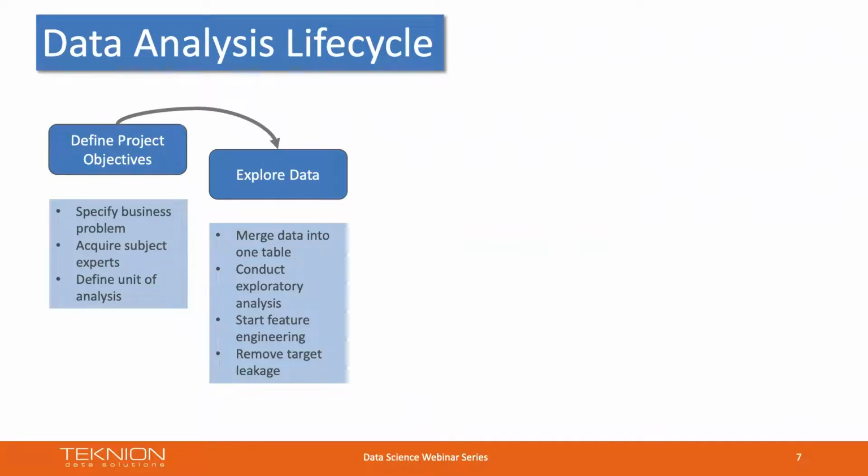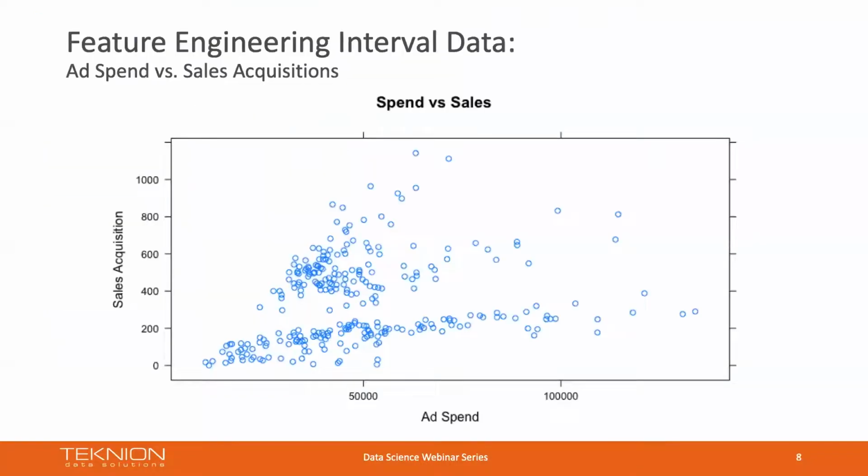We're exploring our data to see, hey, do we have the data that would actually answer this question, or what data could we use to actually answer this question? Do we need to enrich it? Do we need to add more to it? And so this feature engineering, here's a good example of why this is important. This is just hypothetical data that I made. So let's suppose we're looking at how much we get in sales acquisitions based on how much we're spending on advertisements.